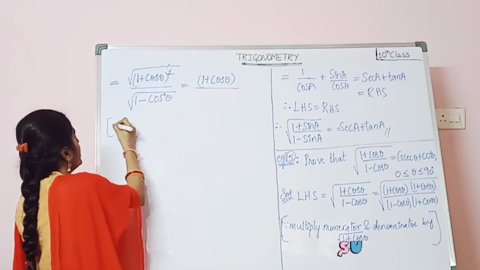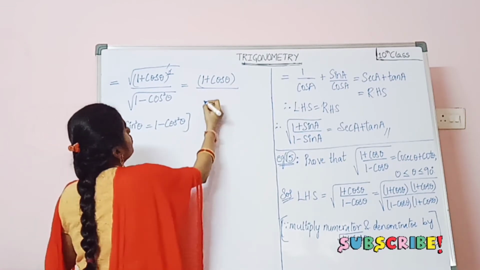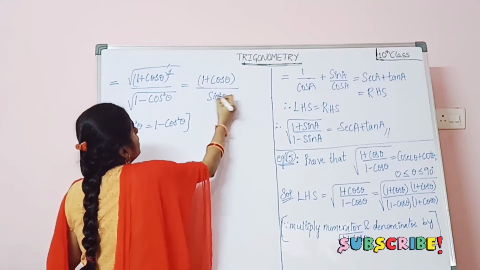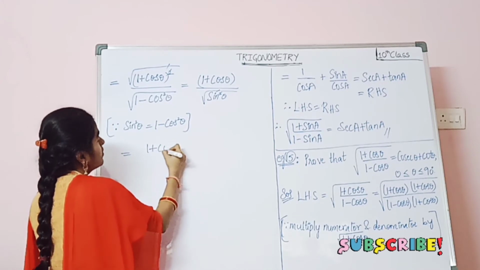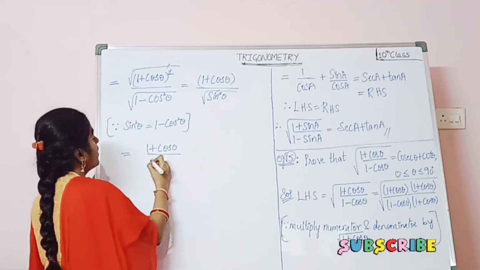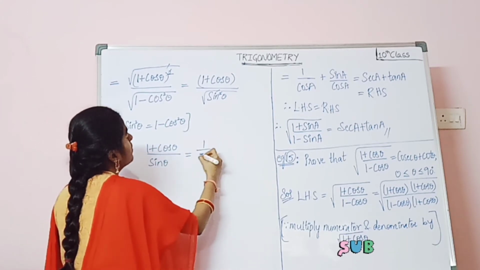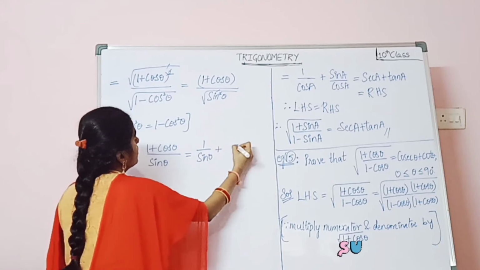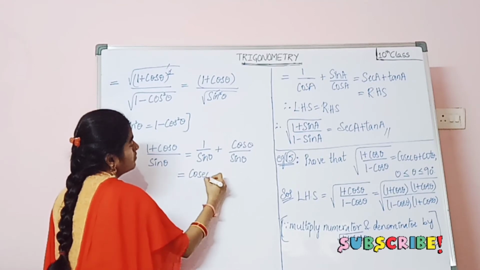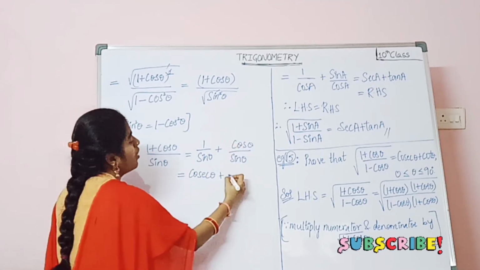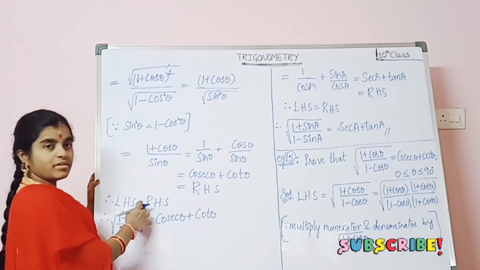Now this 1 minus cos square theta can be written as sin square theta. So sin square theta under root, the square root is cancelled. That equals 1 plus cos theta by sin theta. Now we have to separate this: 1 by sin theta plus cos theta by sin theta. 1 by sin theta means cosecant theta, cos theta by sin theta means cot theta, which is equal to RHS. Therefore LHS equals RHS.